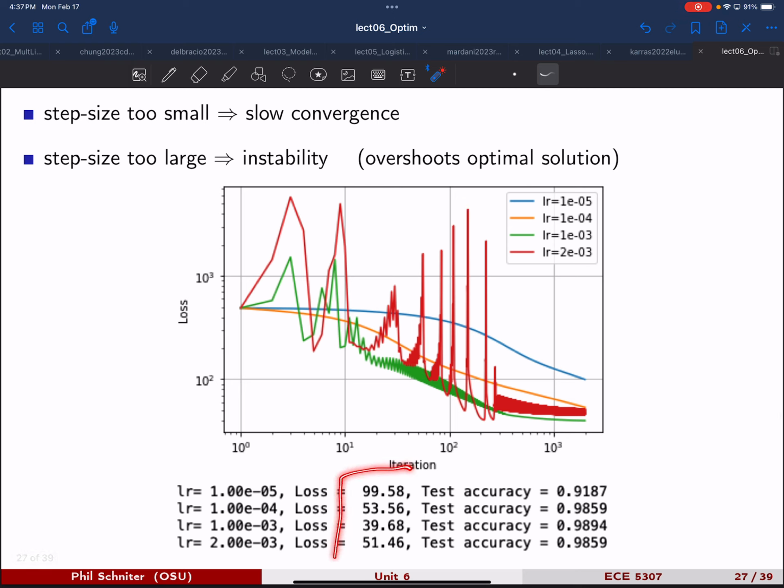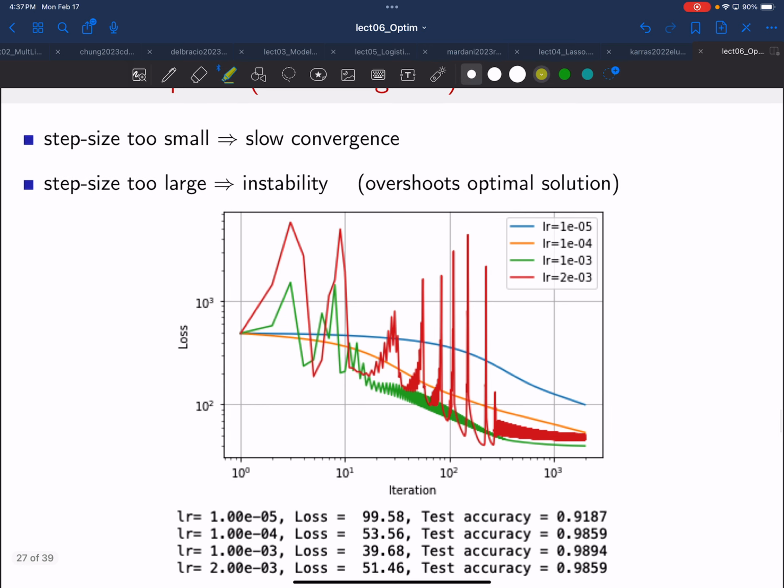So here's the final losses that we're getting. And here are the corresponding test accuracies. And so you can see that for these different losses, there's not a huge difference in the accuracy, but there are some differences there.